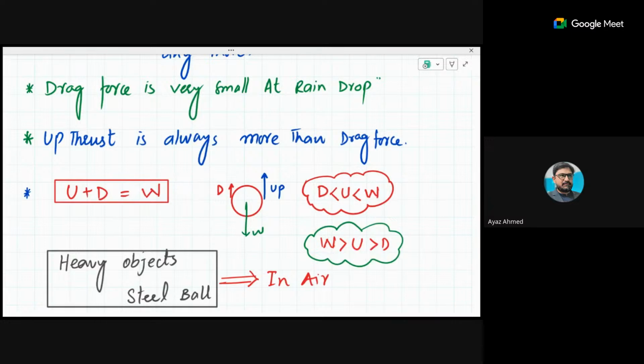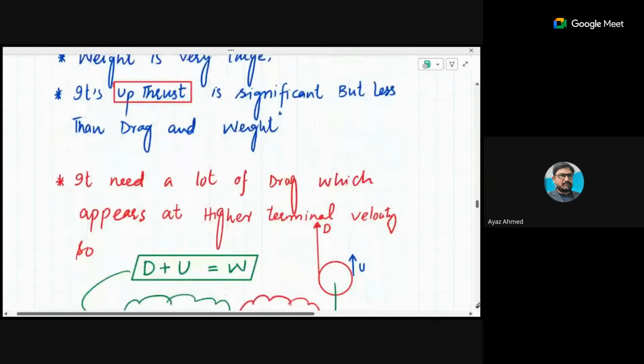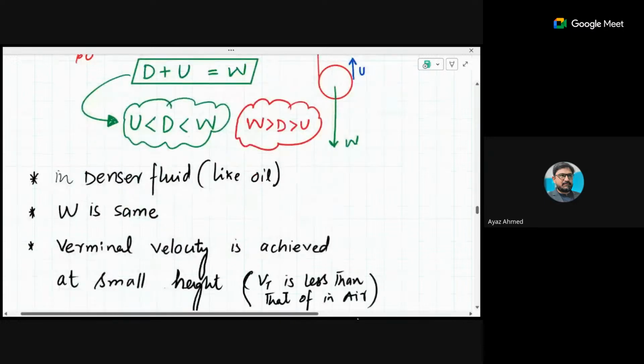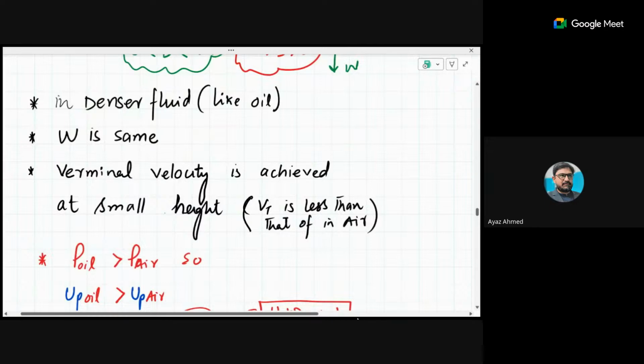But when you drop a steel ball or a heavy object, its weight would definitely be greater. When its weight is greater, upthrust will be small and drag will be larger. Why? Because it gains very high speed, which is now the terminal speed. So upthrust is smallest in that case, drag is second, and weight is the largest. So upthrust and drag combined will give you the weight of the object. Is this all clear?